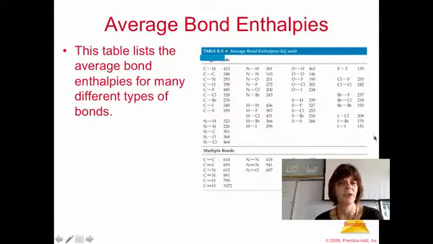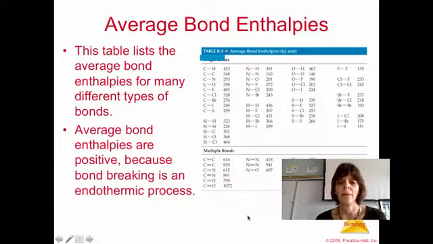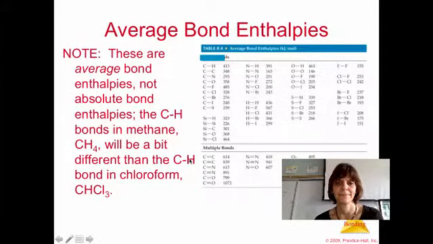There's lots of other bond enthalpies, and it varies depending on the type of atom and the number of bonds. Multiple bonds, as you can see, have higher bond enthalpies than single bonds. Average bond enthalpies are positive because bond breaking is an endothermic process. Bond formation is exothermic. Always deserves another repeat. Note the average bond enthalpies are not absolute bond enthalpies. Sometimes they can change a little bit if, say, carbon hydrogen is in methane versus in a bigger molecule, but what's recorded are averages.